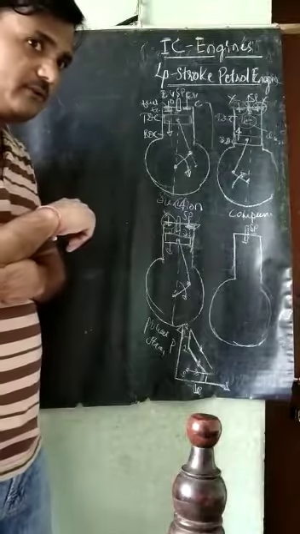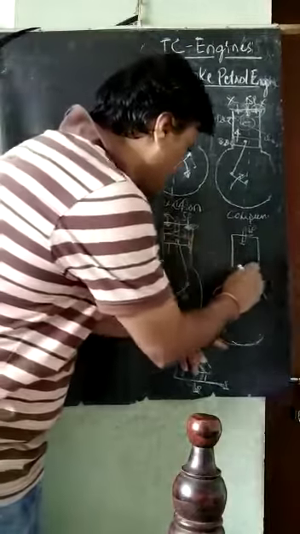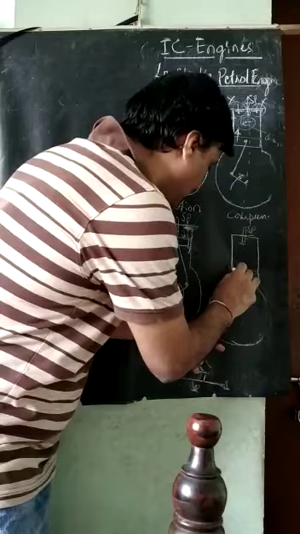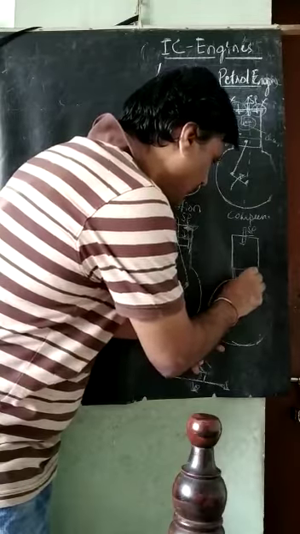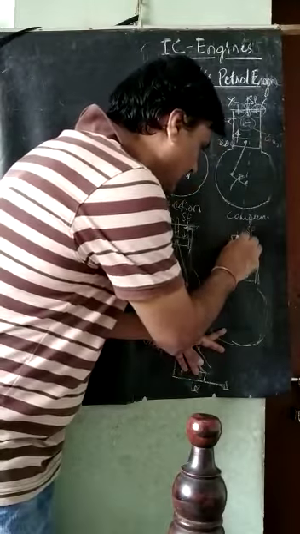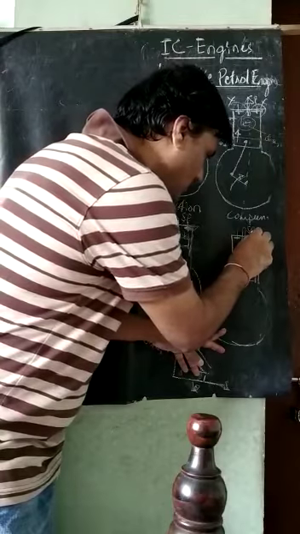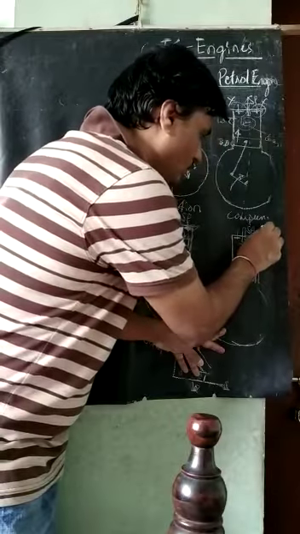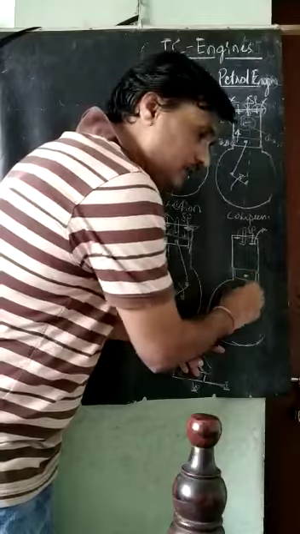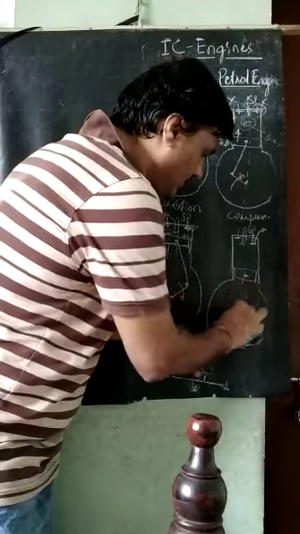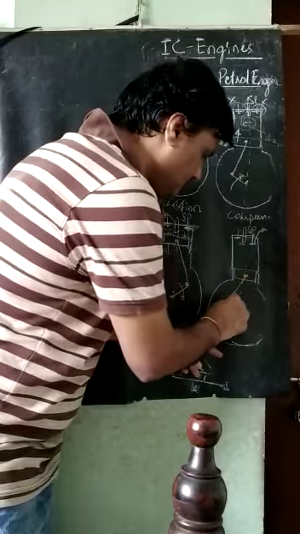So next, what happens? We will draw the piston at the BDC. At this BDC, the inlet valve remains closed and the outlet valve is open. So next one is here. This is the crank. I will draw it like this.